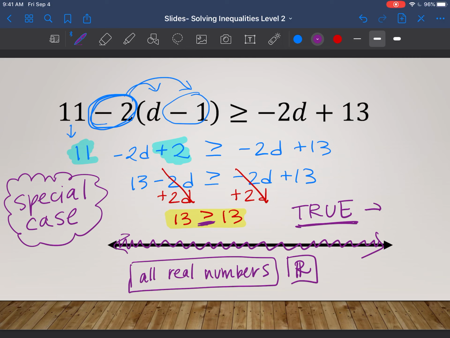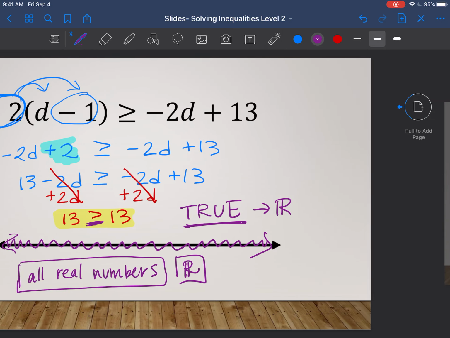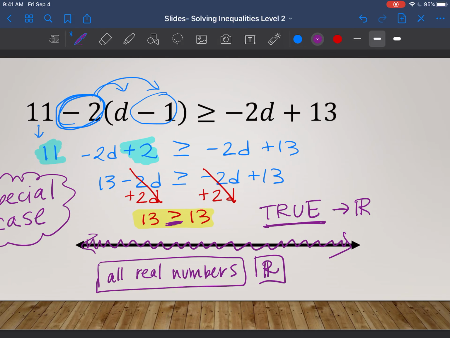Okay, so remember true, that means all real numbers. False would mean no solution. And that's it.